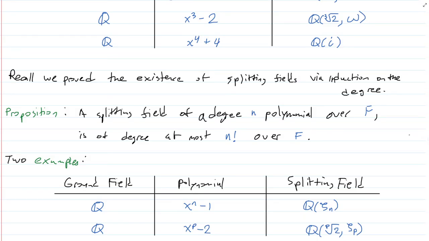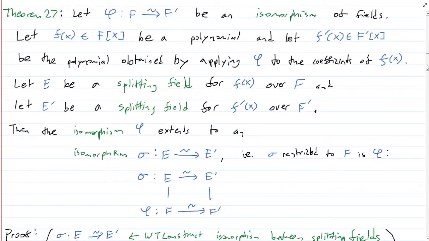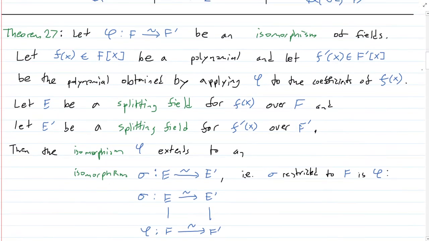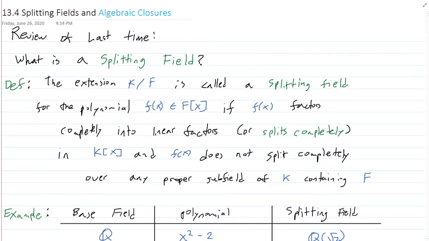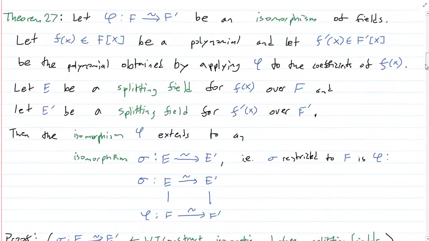Now let's continue. Alright. So now what are we talking about today? We're going to talk about algebraic closures. Right, algebraic closures. So the first thing we need is this theorem, which is a generalization. Alright, let me just read what it says.